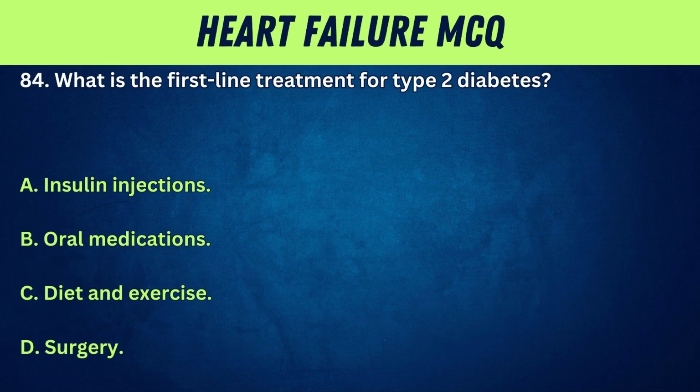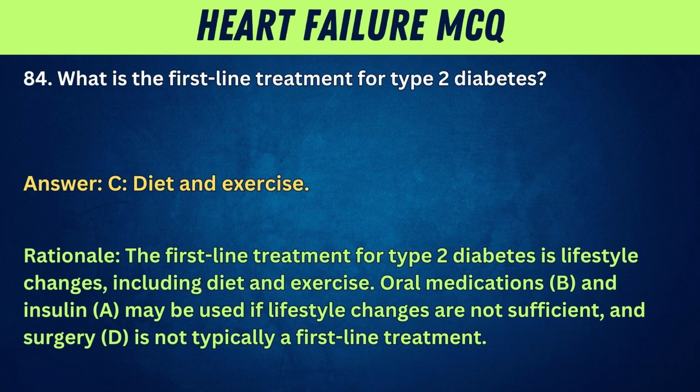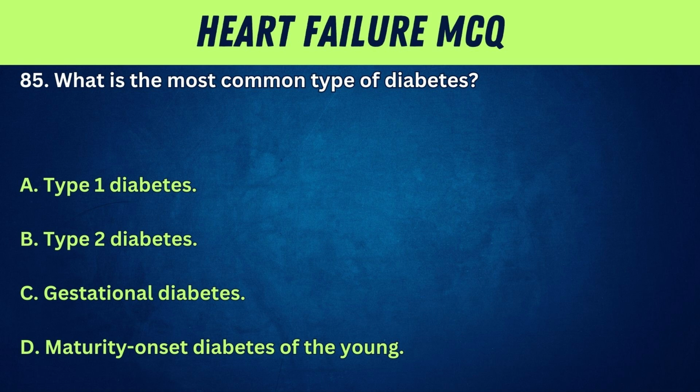84. What is the first-line treatment for type 2 diabetes? A, insulin injections. B, oral medications. C, diet and exercise. D, surgery. Answer, C, diet and exercise. Rationale, the first-line treatment for type 2 diabetes is lifestyle changes, including diet and exercise. Oral medications, B, and insulin, A, may be used if lifestyle changes are not sufficient, and surgery, D, is not typically a first-line treatment.